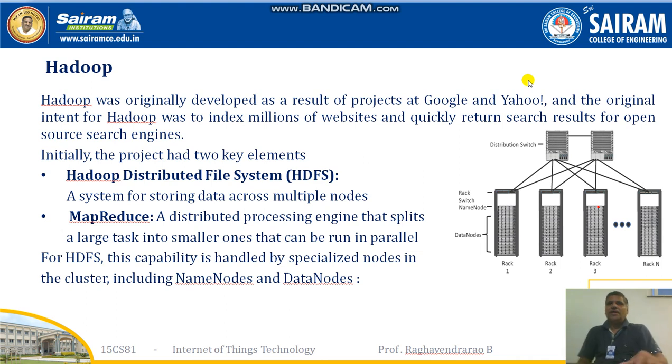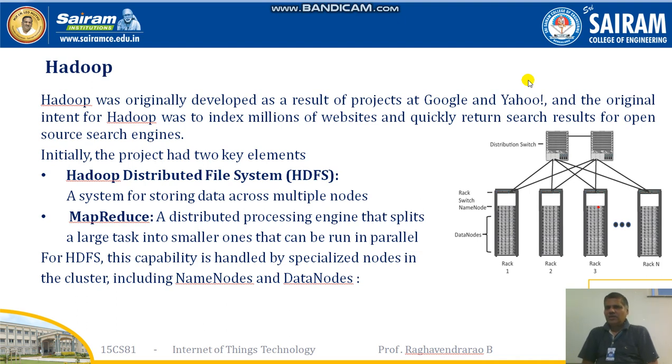Okay. Next type of database is the Hadoop database, which was originally developed as a result of projects at Google and Yahoo. They are the major companies that adopted this Hadoop architecture for their projects, and it is used for indexing millions of websites and quickly returning search results for open source search engines.